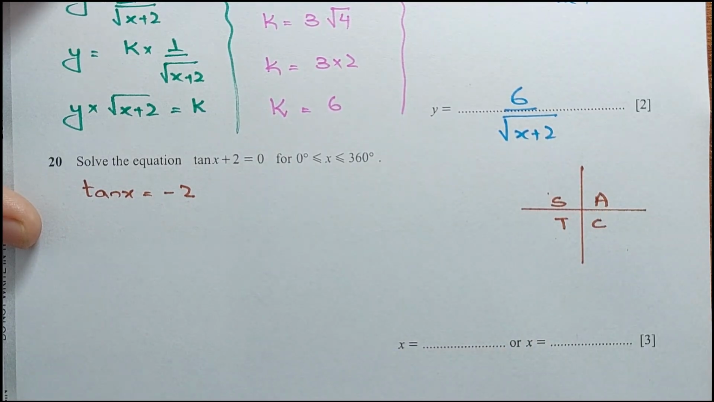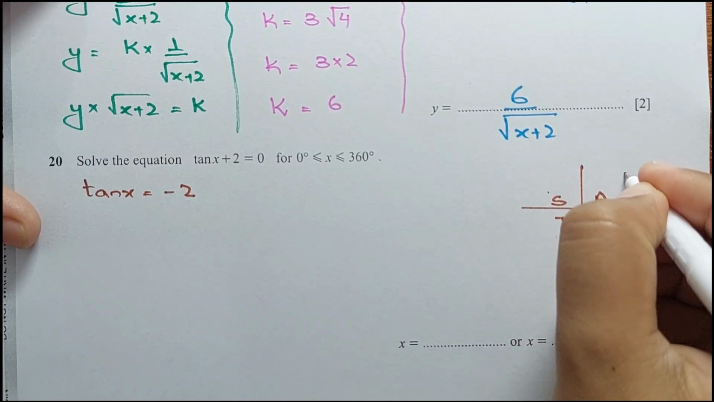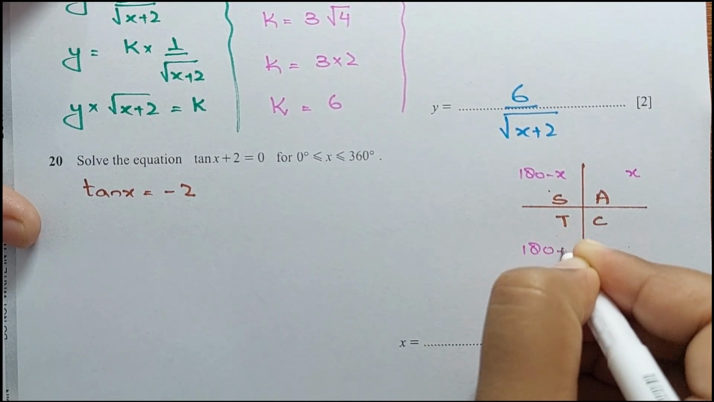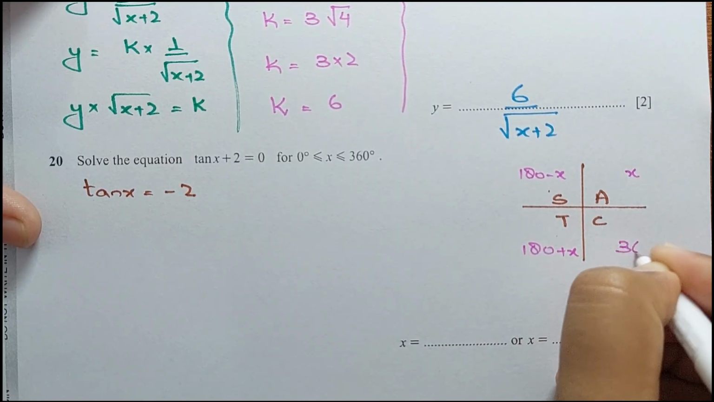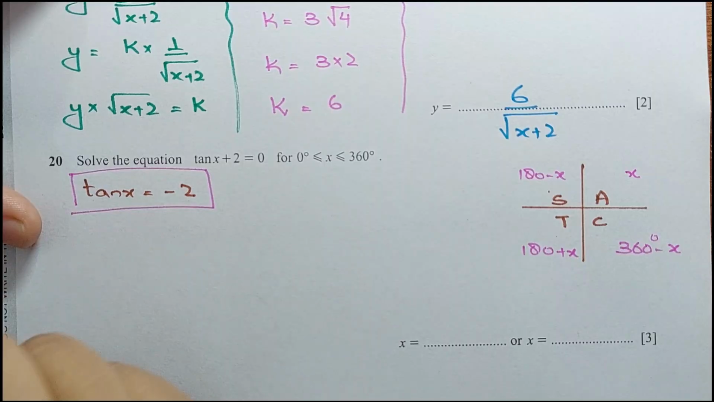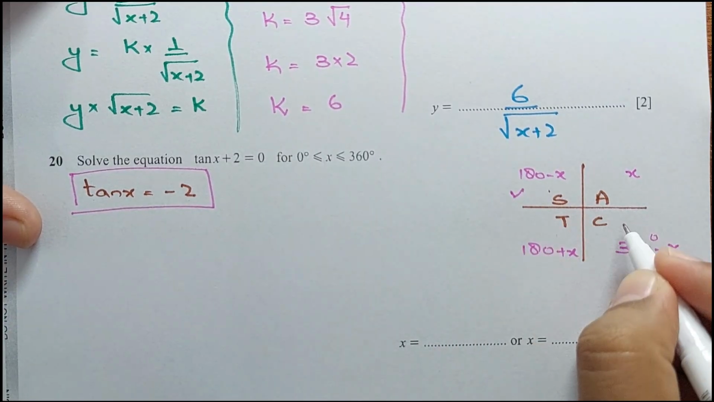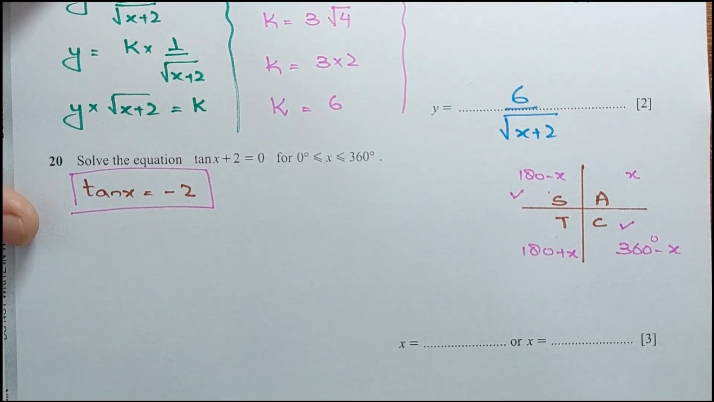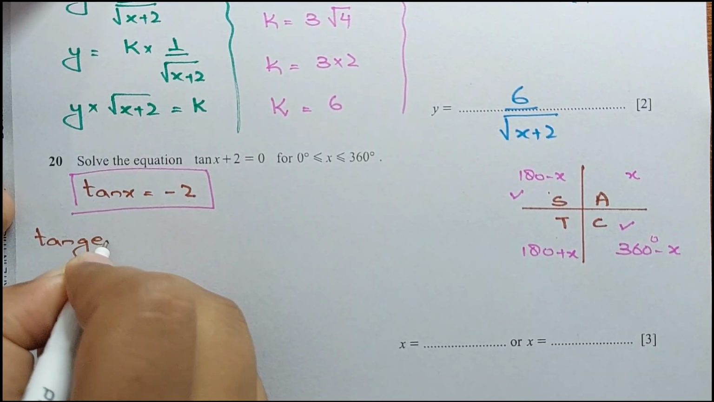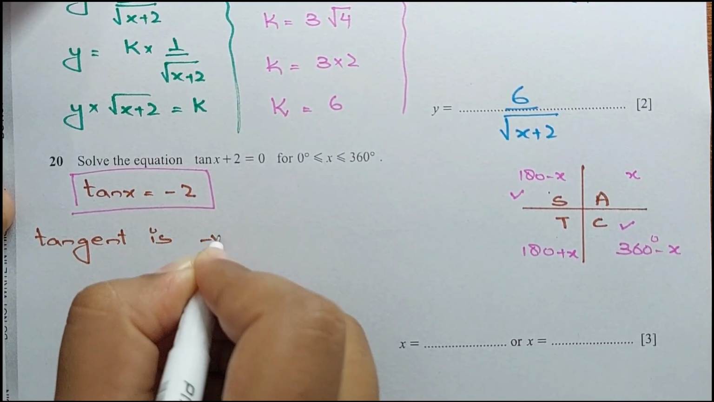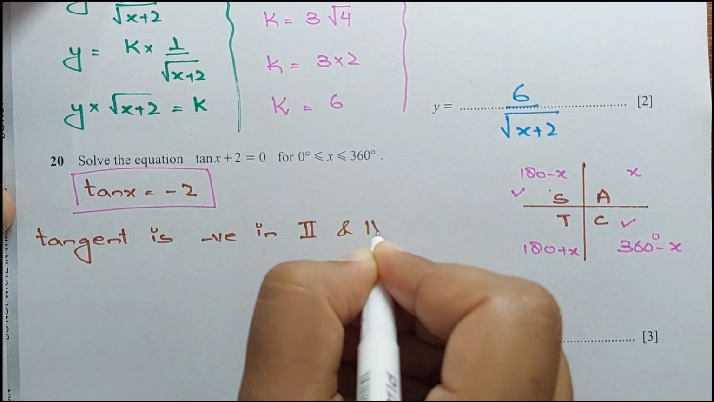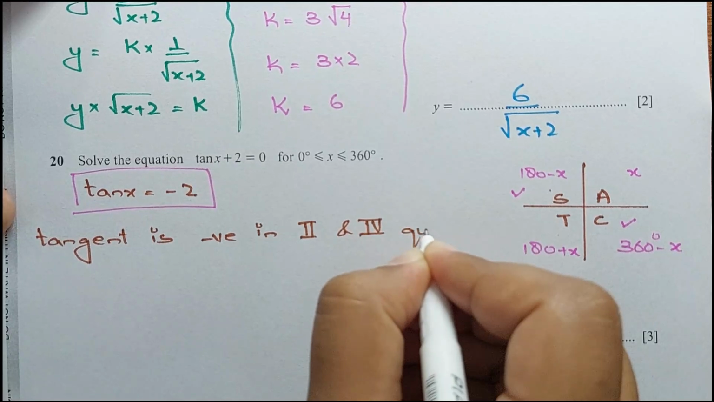In the first quadrant, the operation we are using is x. Here we do 180 minus x. Here we do 180 plus x. And here we do 360 degrees minus x. Since the tangent here is negative, tangent is negative in the second and in the fourth quadrant, right?